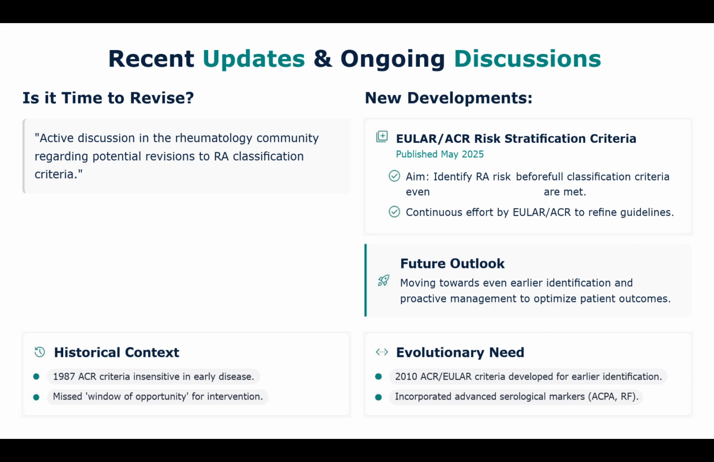The future looks exciting. We are definitely heading towards even earlier identification and more proactive ways to manage rheumatoid arthritis.